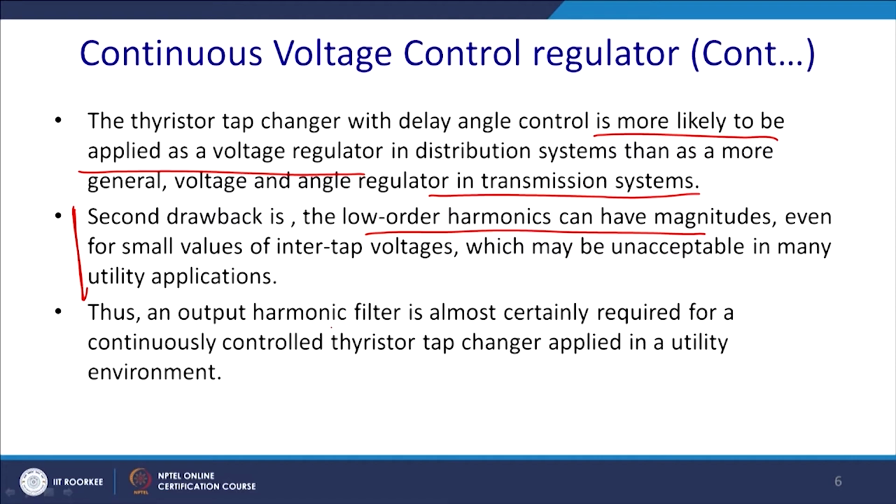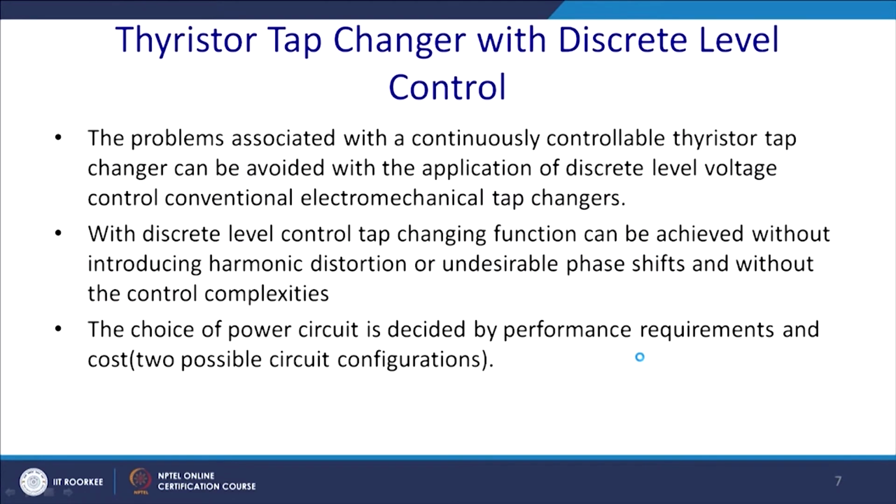An output harmonic filter is almost certainly required for a continuously controlled thyristor tap changer applied to the utility environment. That adds extra cost to the system. The problem associated with the continuously controlled thyristor tap changer can be avoided with the application of the discrete level voltage control conventional electromechanical tap changer, that we will see now.